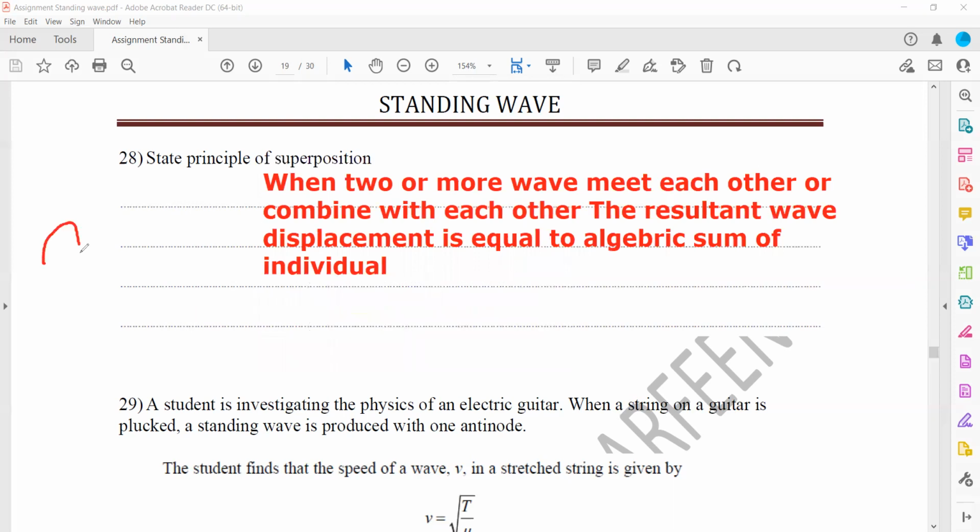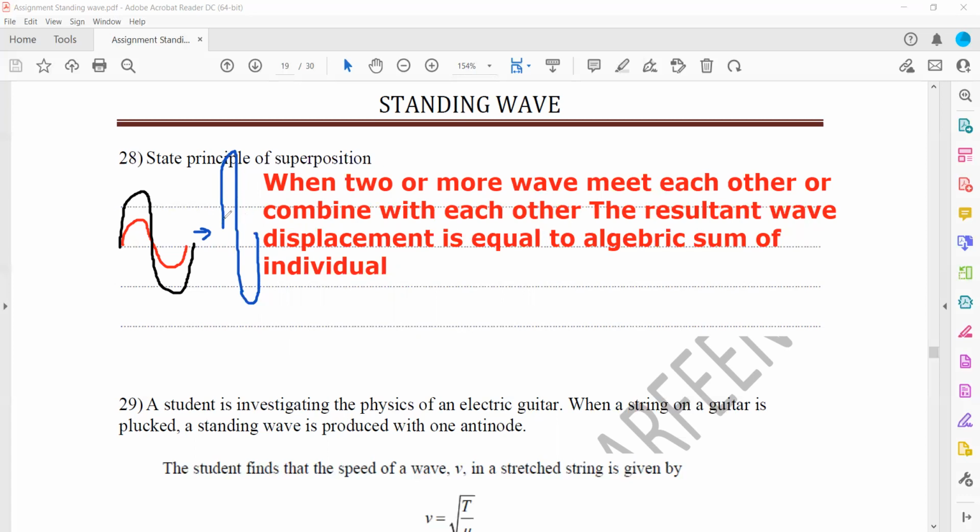For example, if I say this is one wave, and say it has an amplitude of 1 centimeter up, 1 centimeter down from the mean position. And another wave has an amplitude of, say, 2 centimeter up, 2 centimeter down. What will the resultant wave be when they combine? Because crest is combining with crest and trough with trough, the resultant wave will have a higher amplitude.